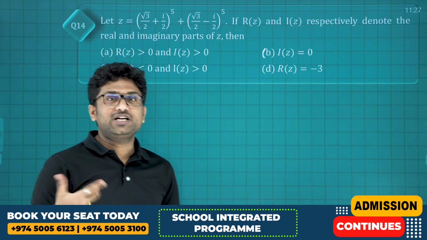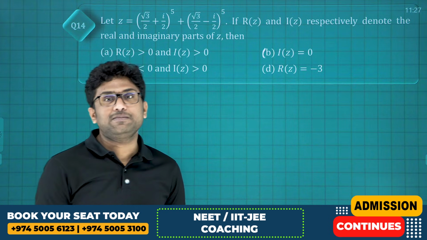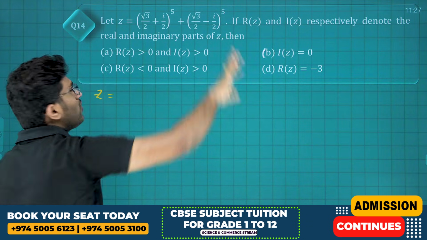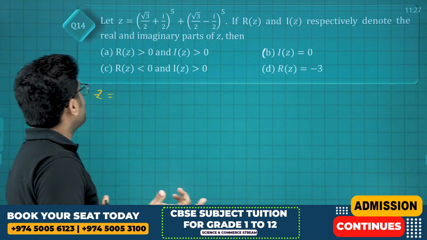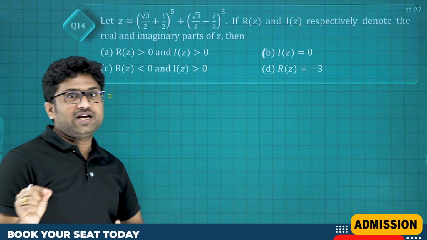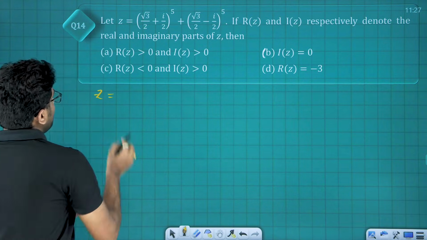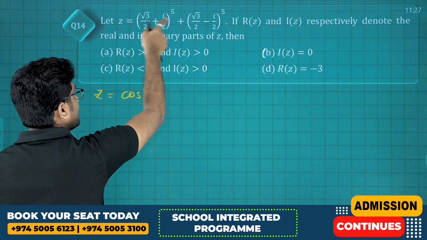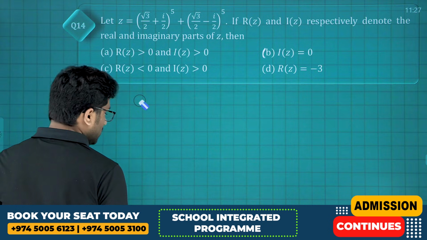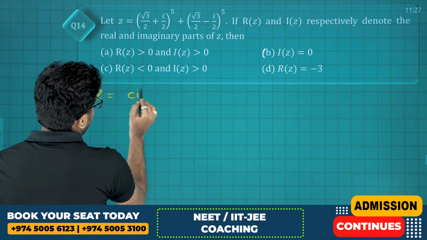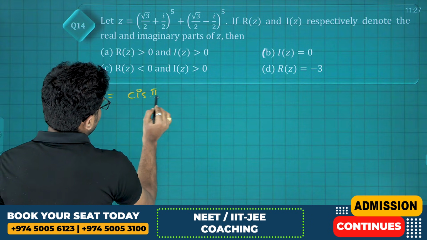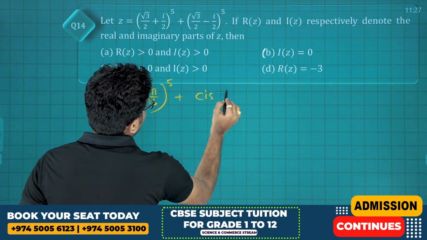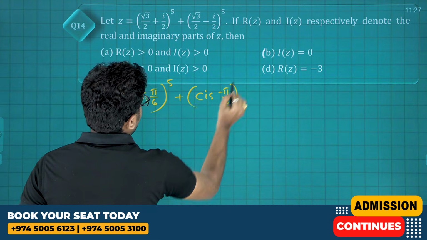Next question friends, z is equal to root 3 by 2 plus I by 2. Friends, if we can express it in polar form, that will be very simple. Polar form or even Euler's form also. Root 3 by 2 plus I by 2 we can write as cos 30 degree, see this is cos pi by 6 plus I sin pi by 6. So this we can write as cis pi by 6 whole power 5 plus cis minus pi by 6 whole power 5.